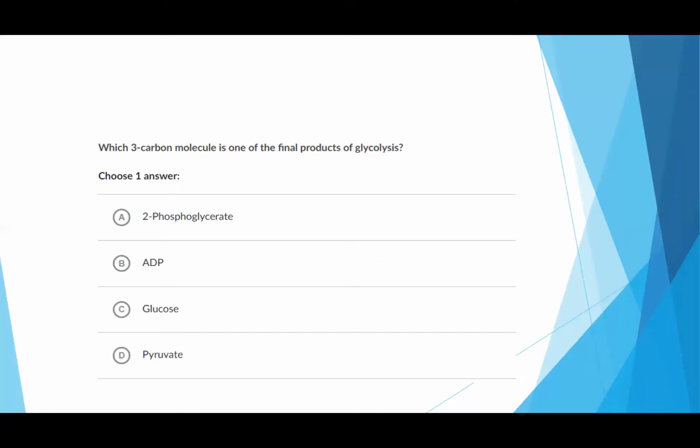Which three carbon molecule is one of the final products of glycolysis? 2-phosphoglycerate, ADP, glucose, pyruvate. Who will give the answer? Sir, D. Just call your name as well when you give me the answers. Who is this? Iman. Okay. So yes, the answer is D.